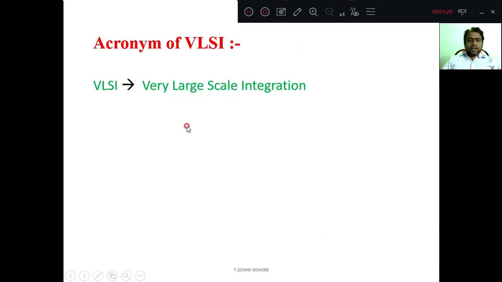So, the acronym of VLSI design. VLSI stands for very large scale integration. Here, what is meant by scaling? Scaling is nothing but the measurement of any parameter may be reduced or increased. And what is meant by integration? It means getting the required electronic components onto a single area on a chip. That is the main purpose of very large scale integration.